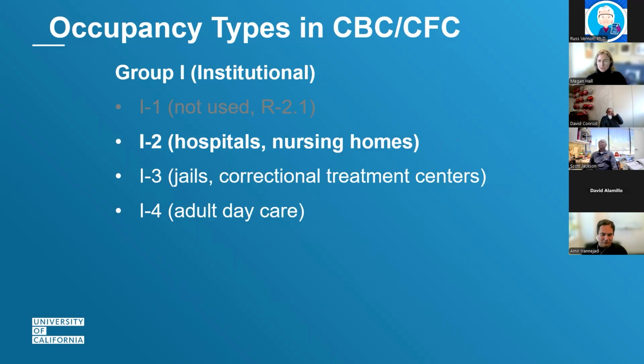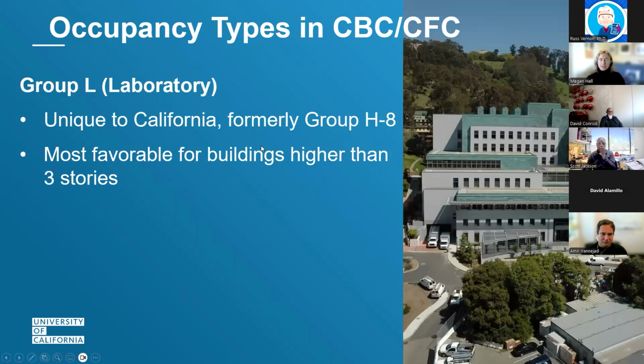Group I are institutional occupancies. We certainly have hospitals at our health centers. And these generally follow the Group B requirements with some exceptions. All right, and Group L, this is, like I said, unique to California. This was formerly called the Group H8 occupancy. So if you have a building that was constructed prior to 2007 and designed as a Group H8, it's somewhat equivalent to the modern Group L occupancy.